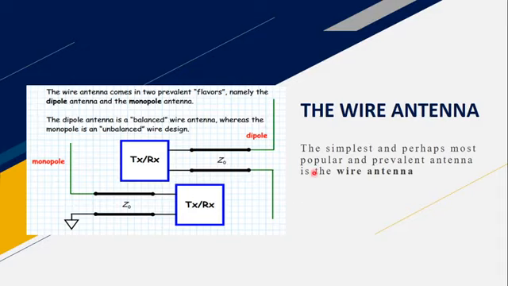So we call this a dipole antenna and this is a balanced design where the top portion is also a wire which is a conductor and at the bottom also we have a conducting element. So this is a balanced design called a dipole antenna, whereas this is an unbalanced design and we call this a monopole antenna.